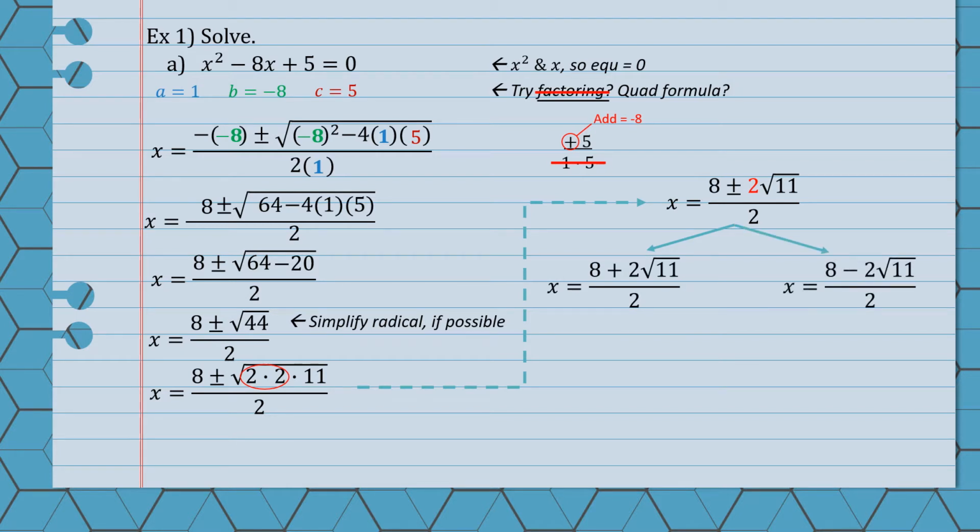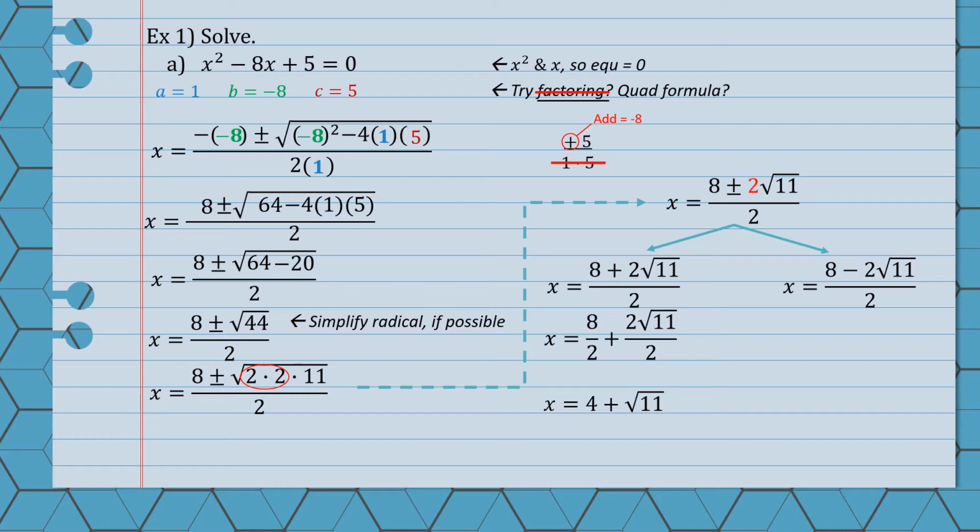For the plus version, we have 8 plus 2 square root 11 all over 2. Since the numbers in the numerator are not like terms and cannot be combined, we need to separate them. That gives us 8 over 2 plus 2 square root 11 over 2. Now looking at them individually, notice they do reduce. 8 over 2 turns into 4, and 2 square root 11 over 2 reduces to leave you square root 11. The 2's reduce because they are outside the radical. So that is your first solution.